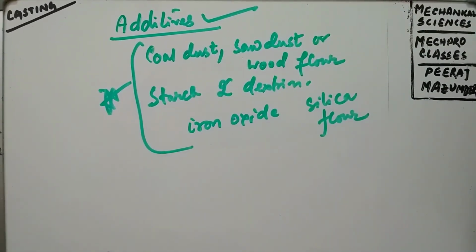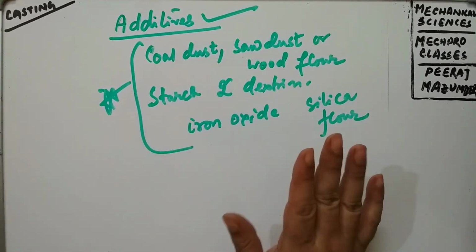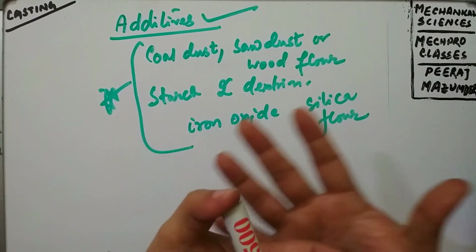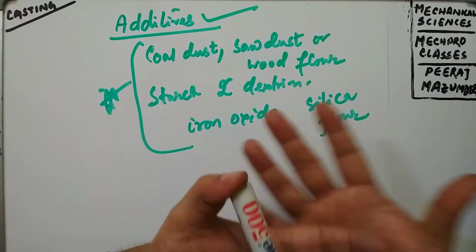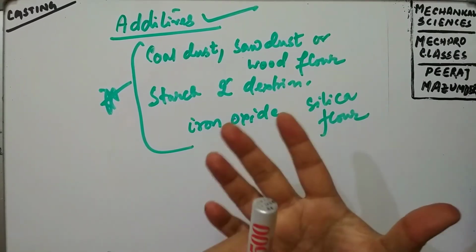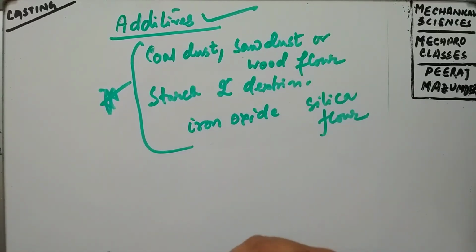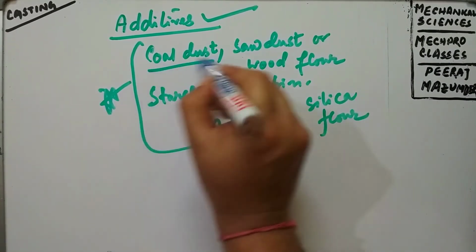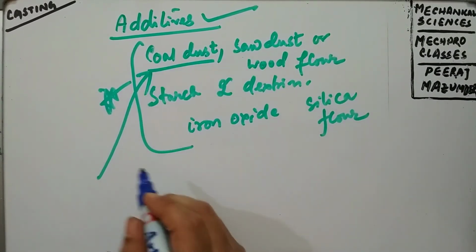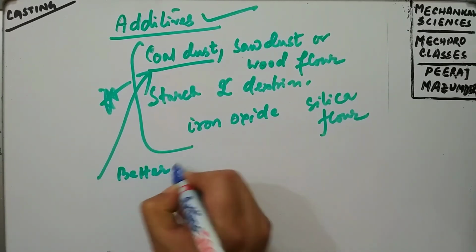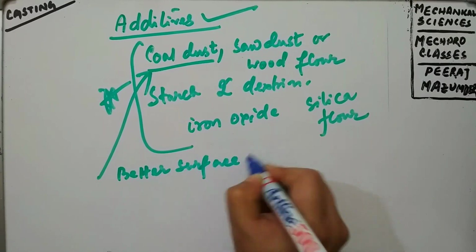Now, what are the functions of additives? They generally help in the enhancement of bench life and resistance to drying out, and they also give hot strength development, surface finish, collapsibility and resistance to expansion defects. There are many functions as well. Now mainly coal dust is very important. You must take a note that for coal dust we get better surface finish. That is very important.